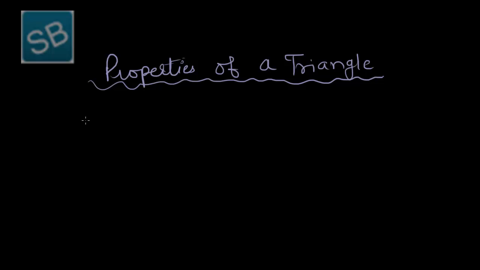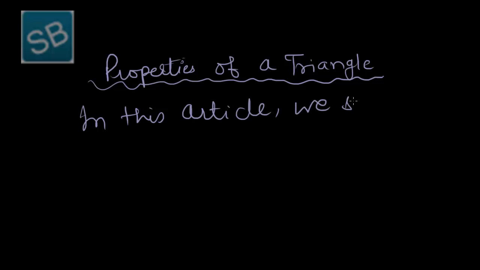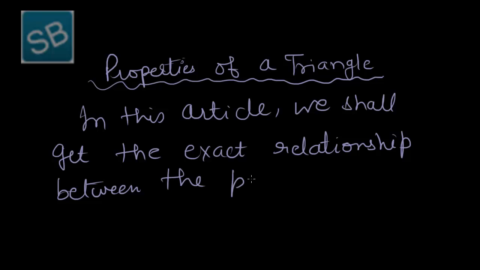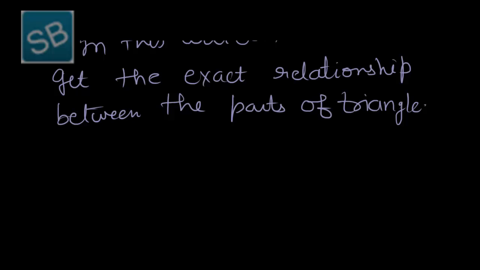So in this article, we shall get the exact relationship between the parts of a triangle, that is angles, sides and vertices of a triangle, by deriving the sine relation and cos relation, also called the sine rule and cosine rule, which create the relation between the length of sides and the angles opposite the sides.